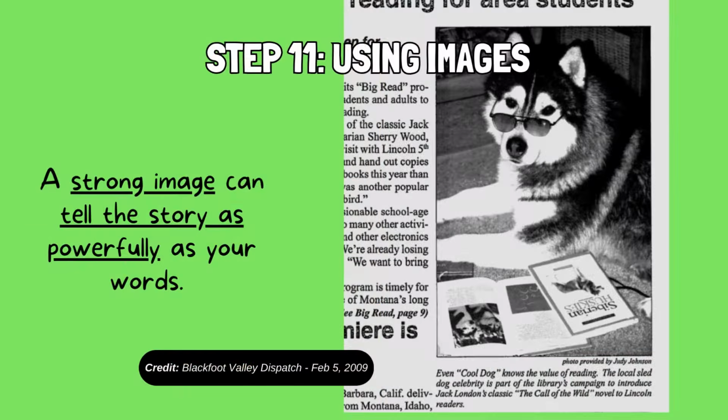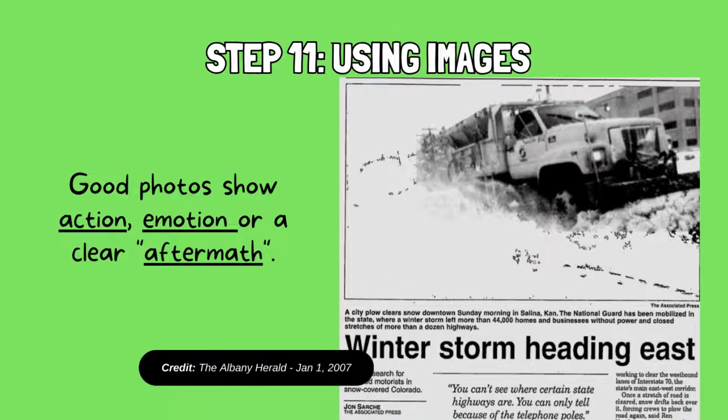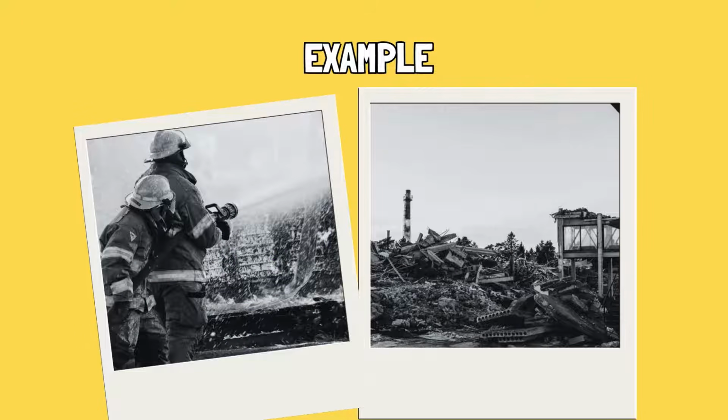Step 11. Using images. This is an optional step for some news articles. A strong image can tell the story as powerfully as your words. Choose a photo that has a clear subject and adds new information. It shouldn't just be decoration. Good photos show action, emotion, or a clear aftermath. For example, for the fire story, a photo of firefighters battling the blaze or the smoldering ruins the next day.